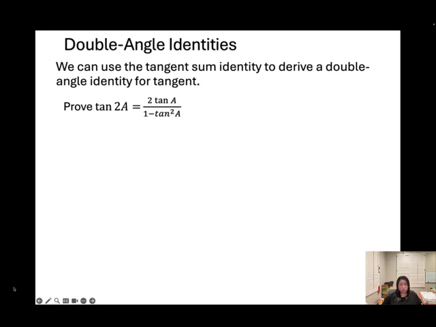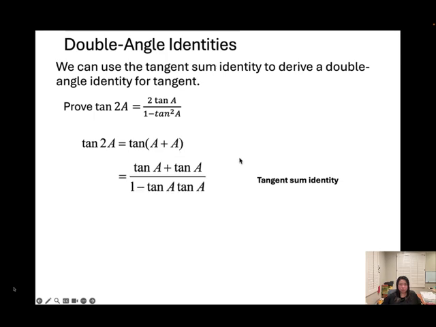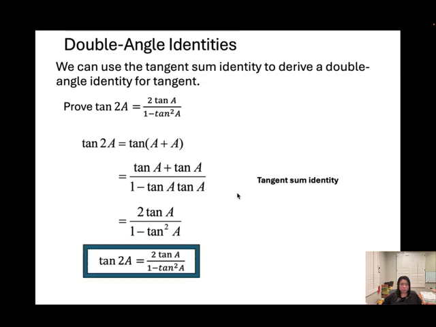So another identity. How about the tangent 2A? We can use the tangent sum identity. So tangent 2A will be equal to tangent of A plus A. And then apply the tangent sum identity, which is tangent A plus tangent B over 1 minus tangent A tangent B. Combine the like terms, that will become 2 tangent A. And in the denominator, tangent A times tangent A, which is going to be 1 minus tangent squared A. So another identity.